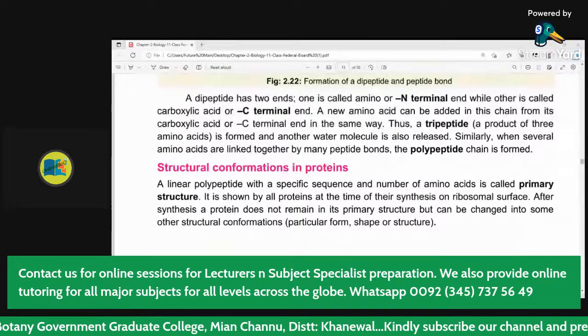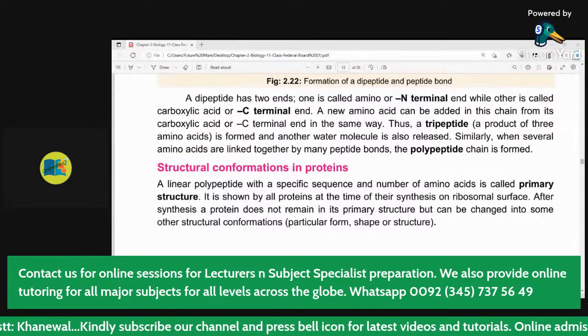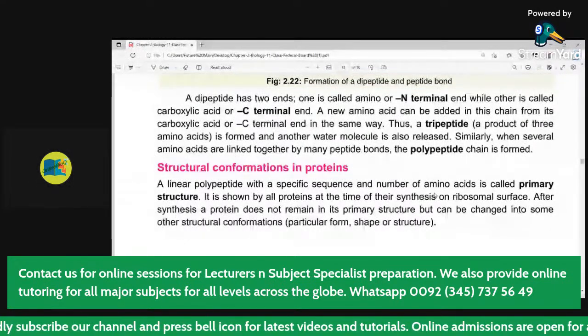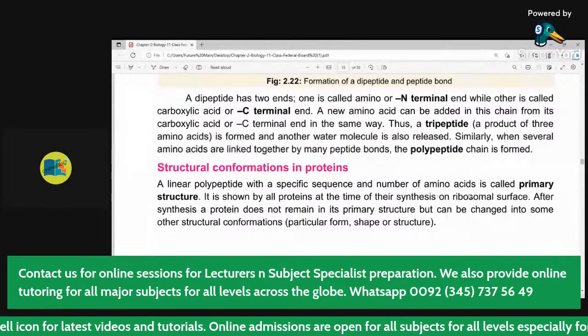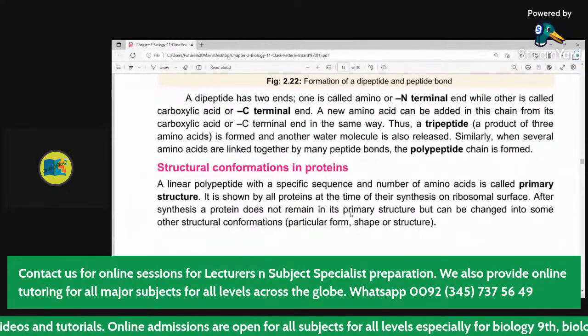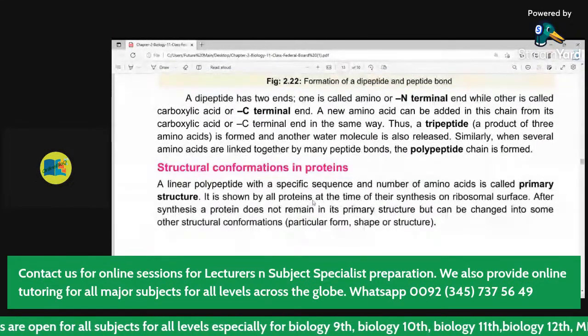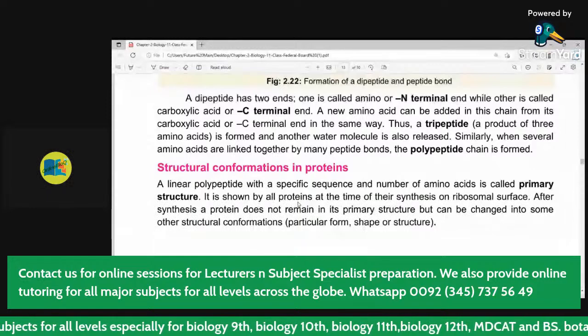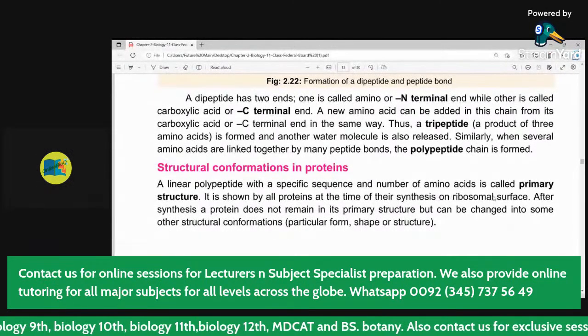So when translation is taking place, during protein synthesis, a primary structure is formed on the ribosomal surface, and it is shown by all proteins at that time when they are being synthesized on the ribosomal surface.